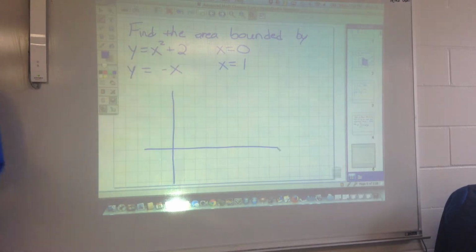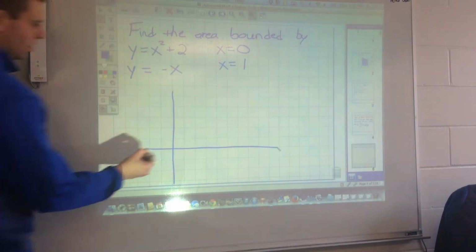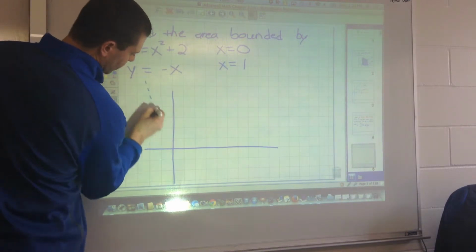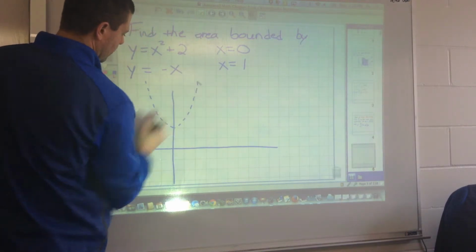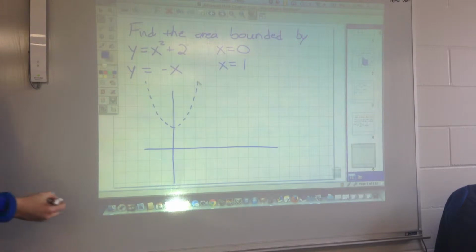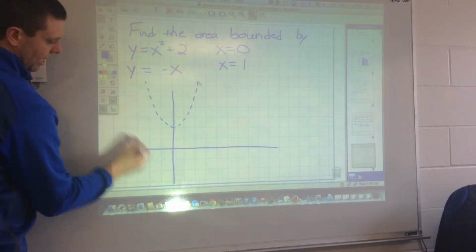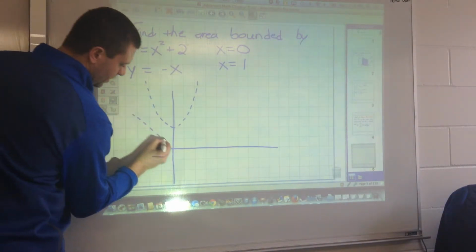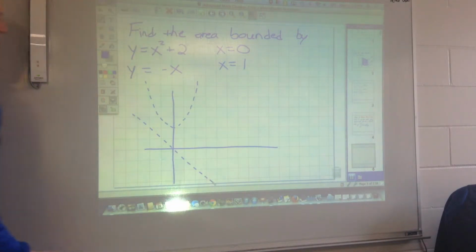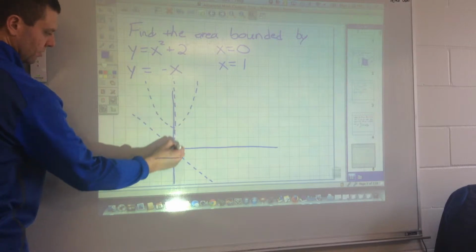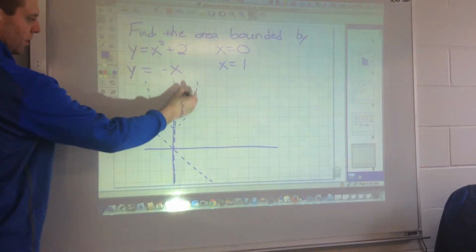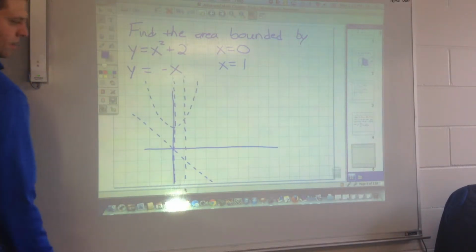Y equals x squared plus 2, that would be a parabola that's been shifted up 2 units. So it's going to look something like this. Y equals negative x is a line with a slope of negative 1. X equals 0 is a vertical line at 0. X equals 1 is a vertical line at 1.